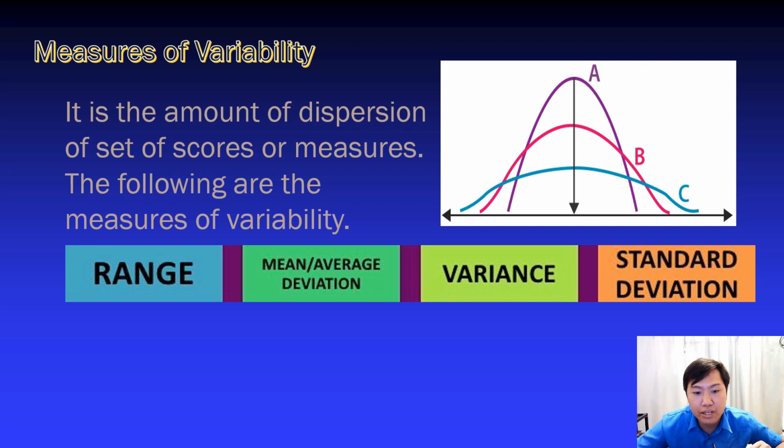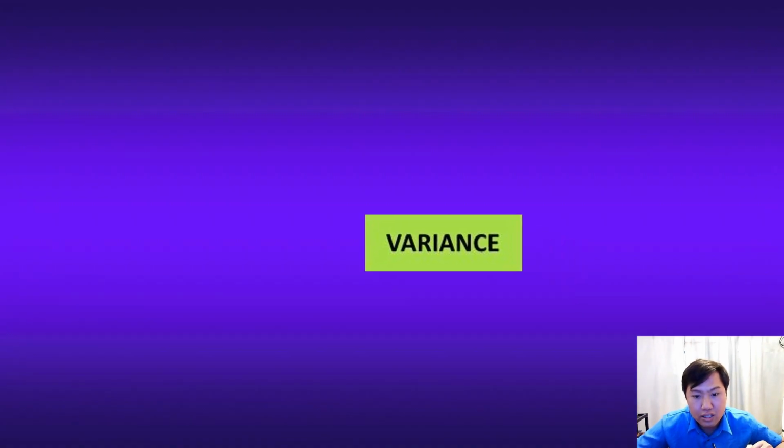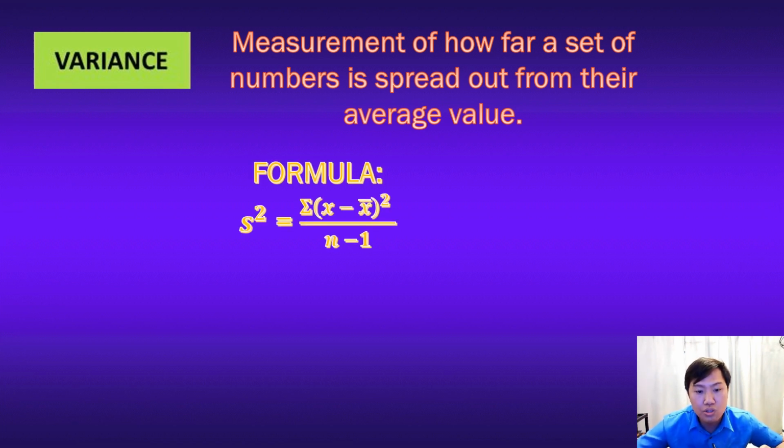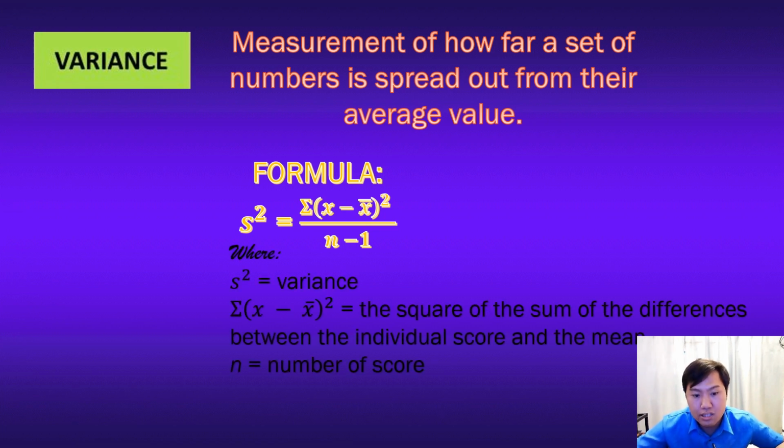The next measures of variability is the variance. So what is variance? When we say variance, it is the measurement of how far a set of numbers is spread out from their average value. Gaano nga bang kalayo ang pagitan ng mga set of numbers mula dun sa kanilang average value. So for the formula, we have s squared equals summation of x minus mean squared divided by the difference of n and 1, where s squared is the variance. The summation of the square of x minus the mean is the sum of the squared differences between the individual score and the mean, and the n is the number of scores.